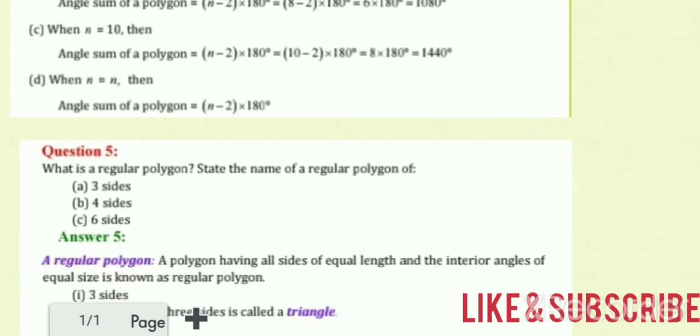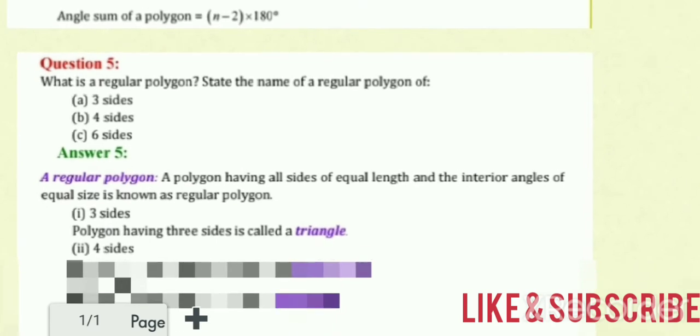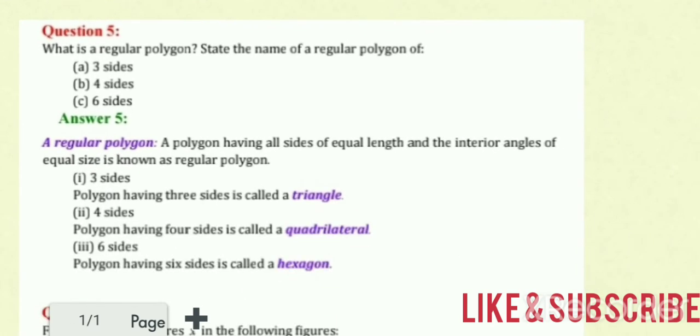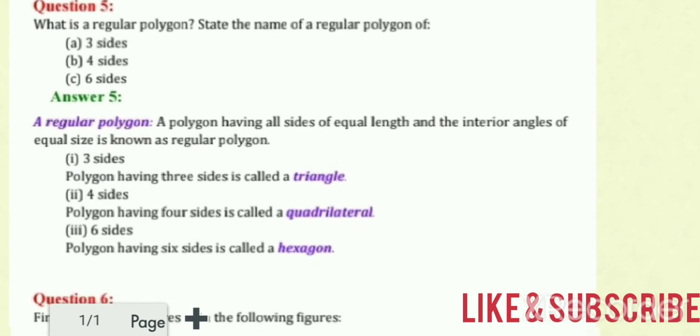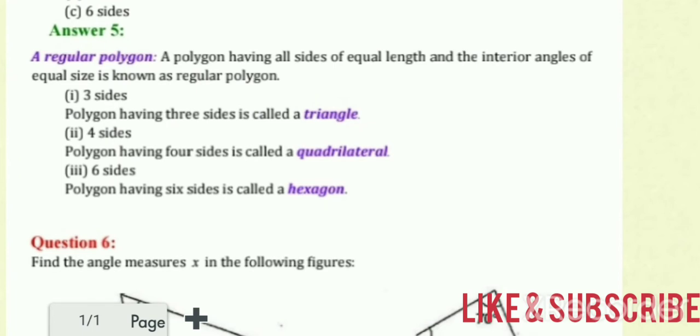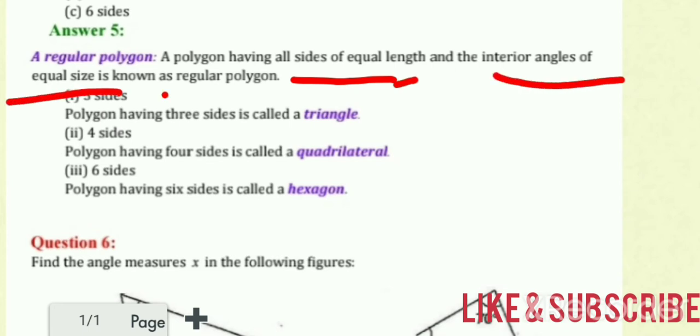Now question number 5: what is a regular polygon? Firstly we have to define it and state the names of polygons with 3 sides, 4 sides, and 6 sides. This is the definition: a regular polygon has all sides equal in length and all interior angles of equal size.